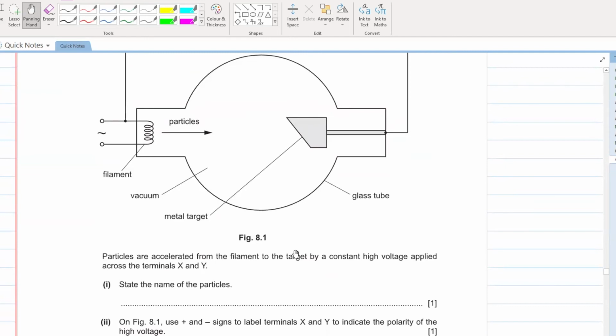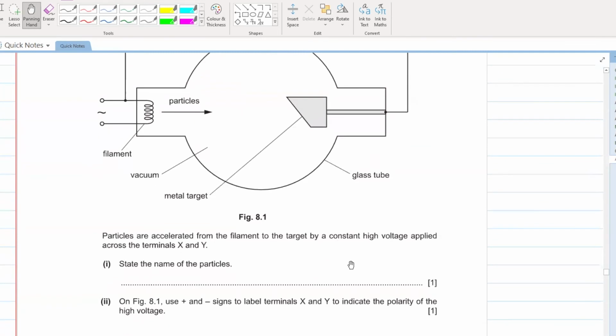Particles are accelerated through the filament to the target by a high constant voltage applied across terminals X and Y. State the name of these particles. What are these particles? Electrons.